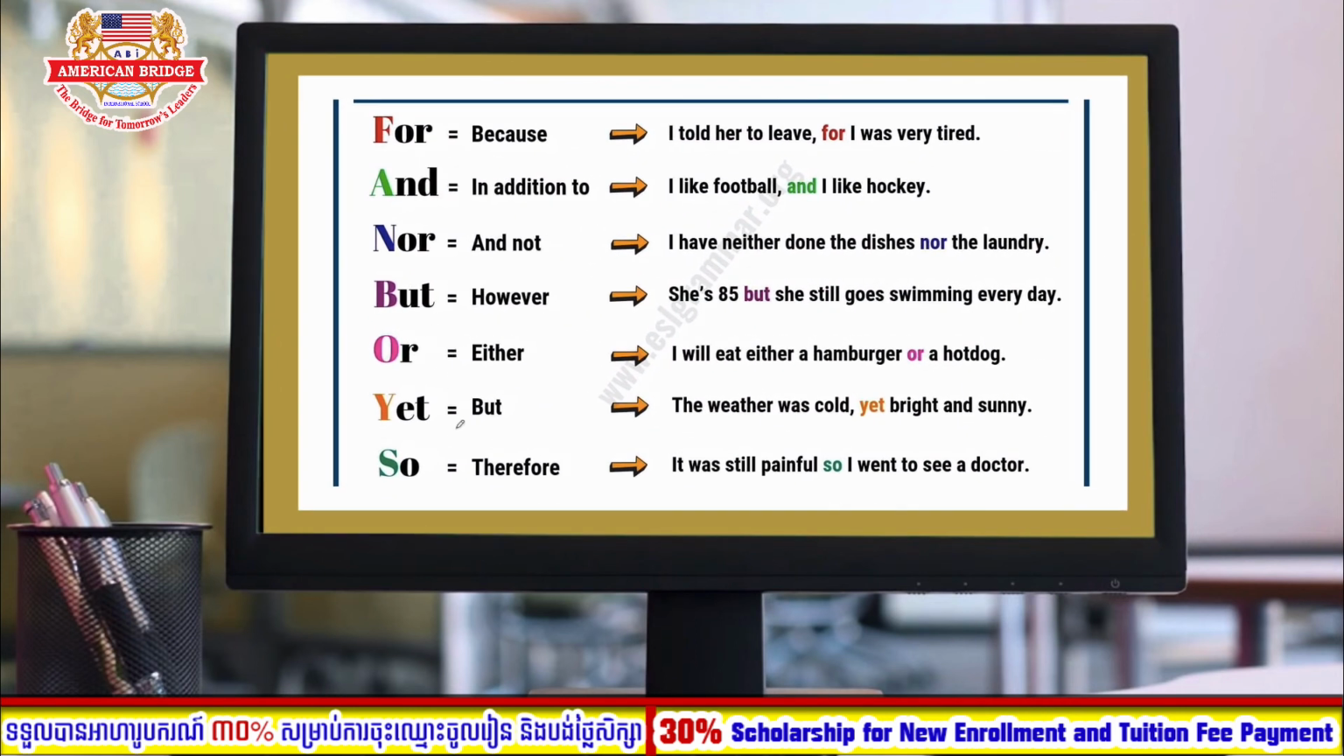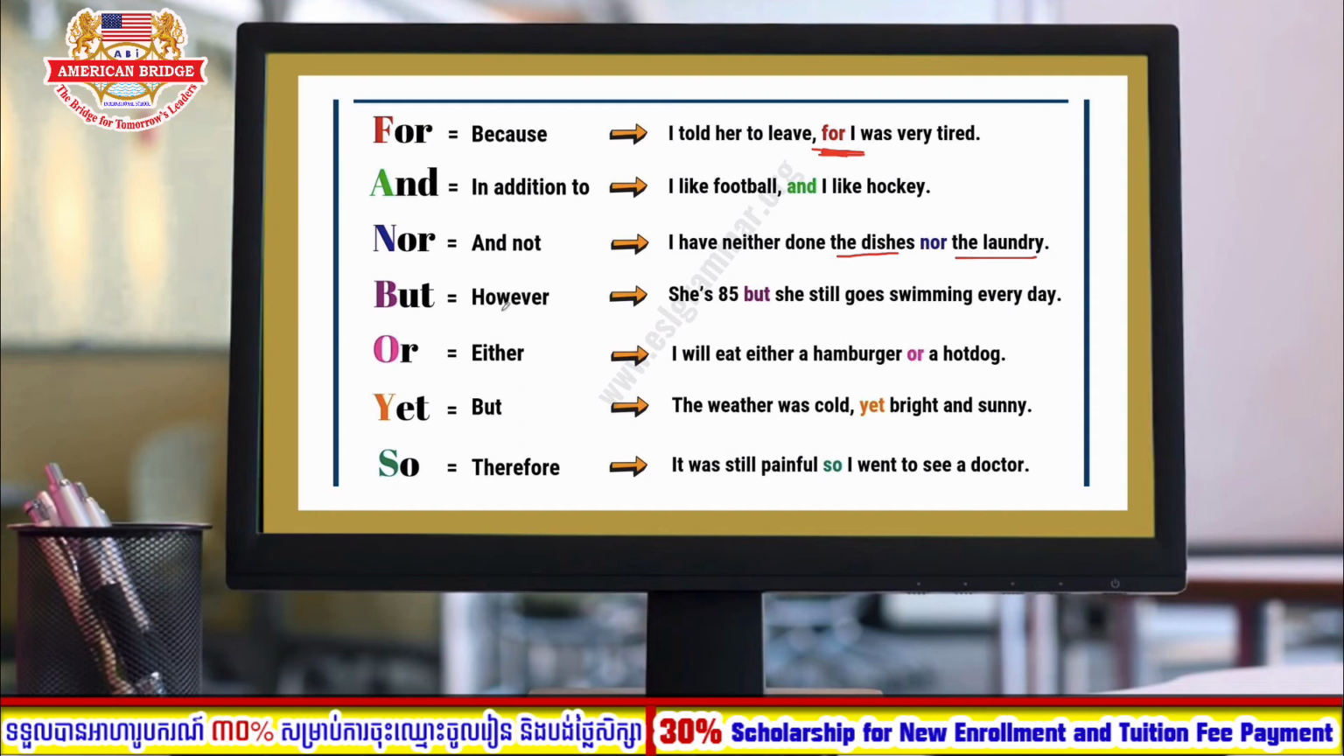So here are the meanings of the coordinating conjunctions. We have the word for. So for means because. Look at the example. I told her to leave, for I was very tired. Generally, it's rarely used in this type of form, but to understand the meaning here, for means because. The word and means in addition to. I like football and I like hockey. Nor, which means and not. I have neither done the dishes nor the laundry, which means these two actions have not yet been done.